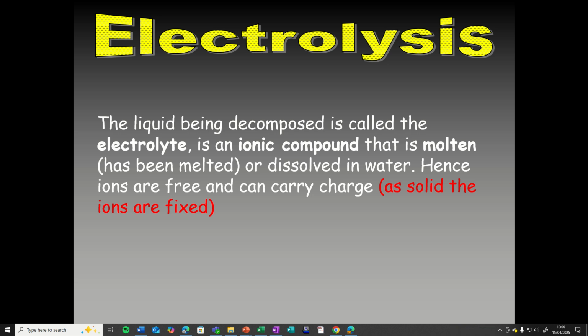When you have a solid ionic compound, the ions are in fixed positions and they will not be able to migrate to a positive or negative electrode. So that's what an electrolyte is. If we have a look at this video here, hopefully it will show us the reaction.